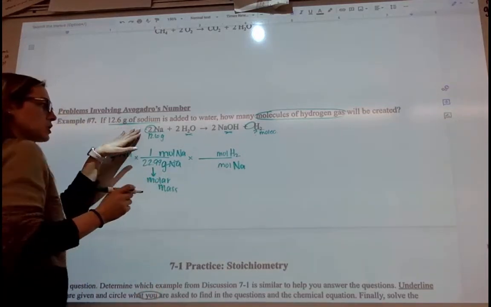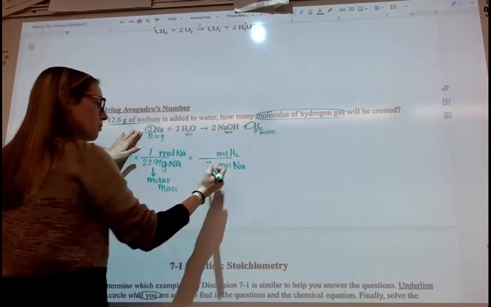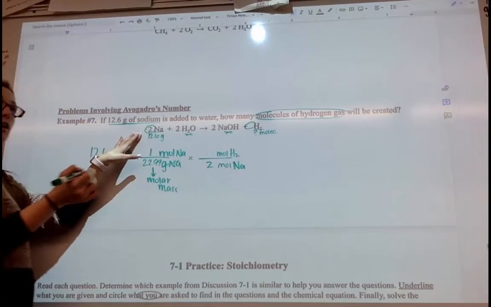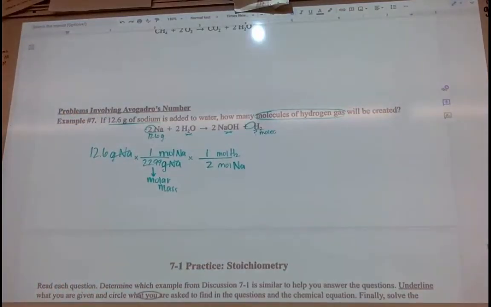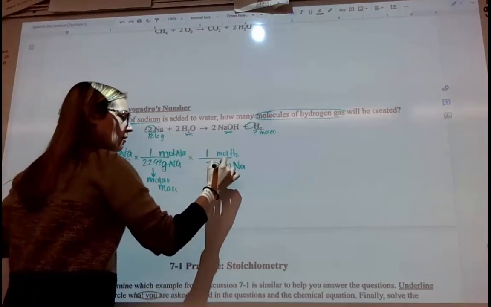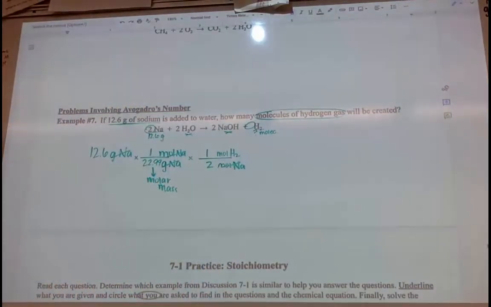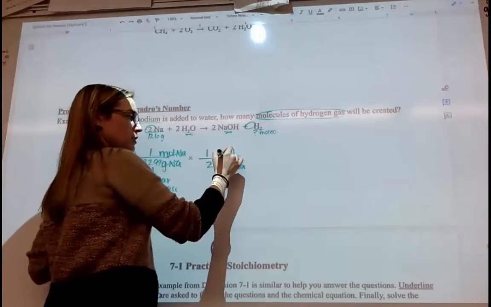So what this balanced equation tells us is that for every 2 moles of sodium that react, 1 mole of hydrogen gas is produced. 1 mole of H2 is produced. So now moles of Na cancel, and I'm at moles of H2. This question, though, doesn't want moles. This is why it's important to distinguish.